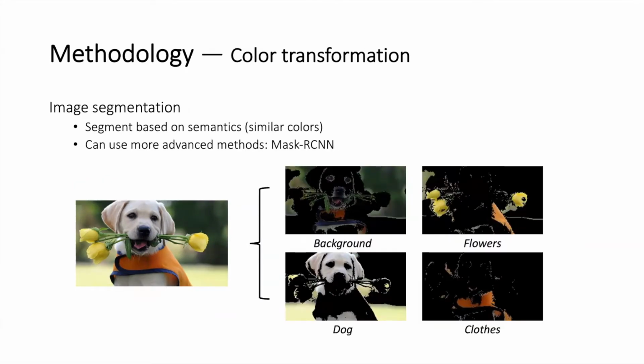The search space of a single color transformation would be too limited, so we also propose to apply image segmentation before the color transformations. Firstly, we can segment the image based on the semantics, either using simple strategies such as looking for similar colors or more advanced image segmentation techniques. Then, we can apply a different color transformation to each of these image segments so that our search space will be much larger.